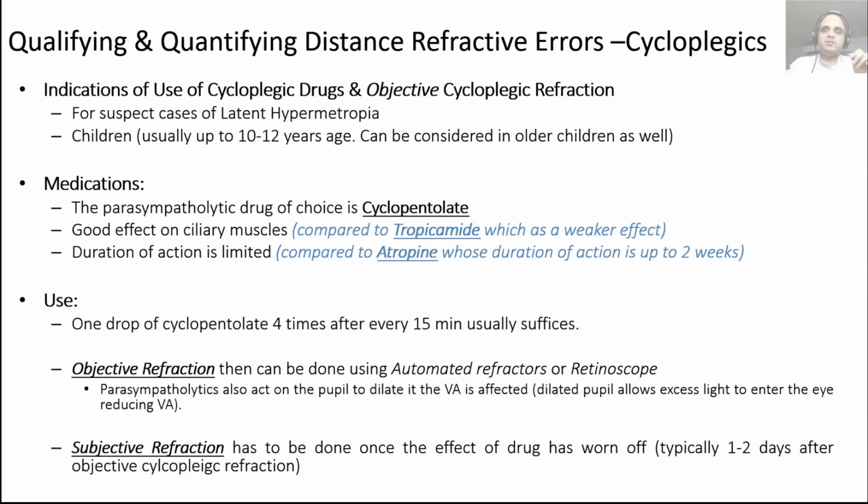One of the side effects of using a parasympathetic drug is that it also dilates the pupil, which allows so much light to enter the eye that you cannot take a proper visual acuity. So a subjective refraction is usually delayed by a couple of days after objective cycloplegic refraction so that the pupil can come back to the normal size.